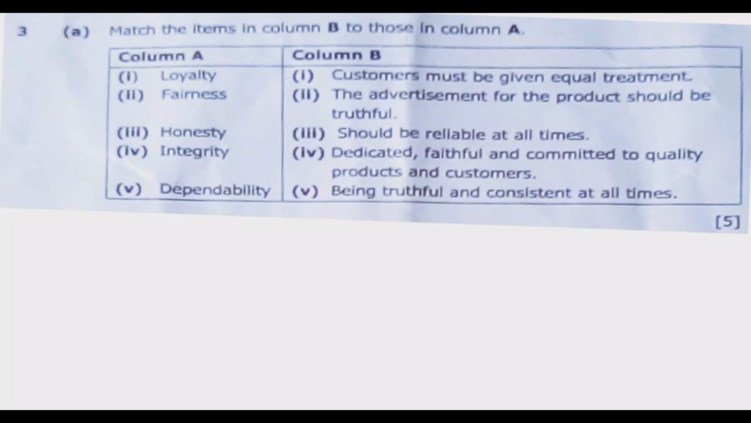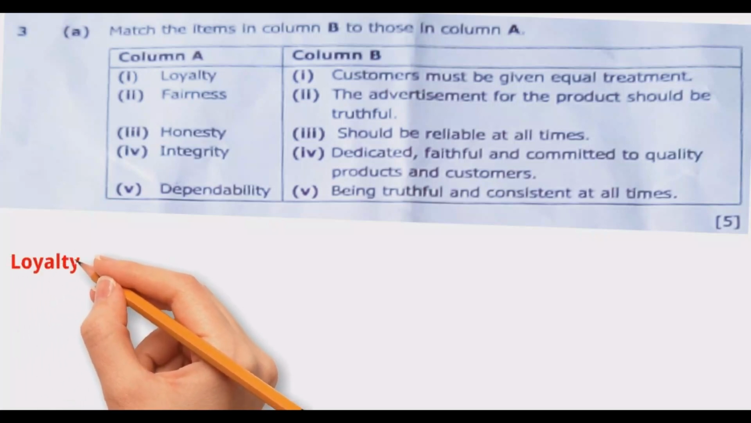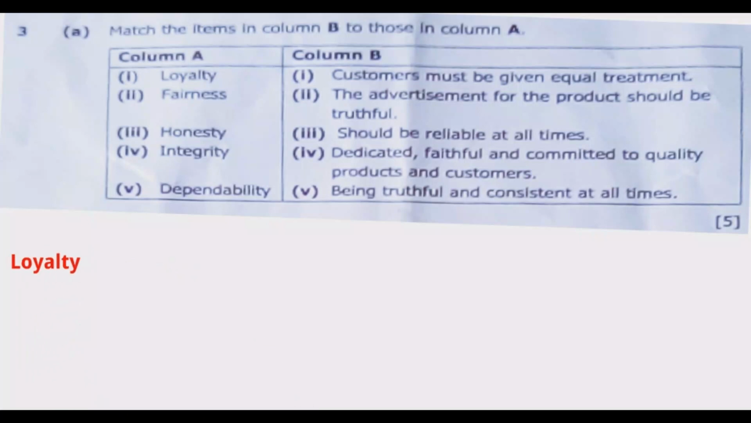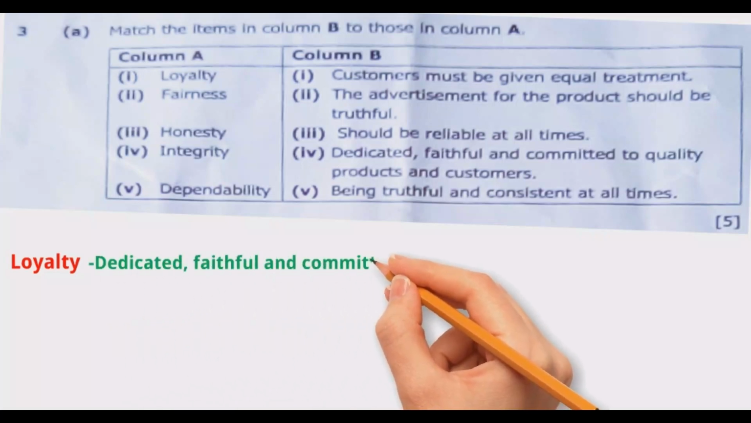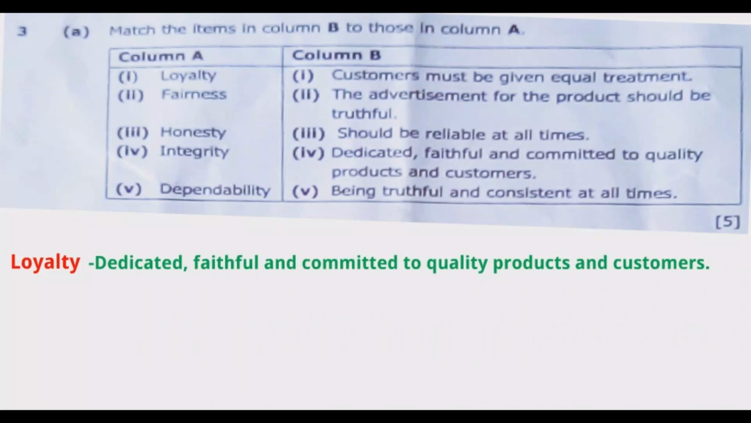so number 1, we have loyalty. So the sentence that suits loyalty, we're talking about characteristics of a business person here. So loyalty is dedicated, faithful, and committed to quality products and customers. That is loyalty. If somebody is loyal, then he is like the way I've described: dedicated, faithful, and committed to quality products and customers.